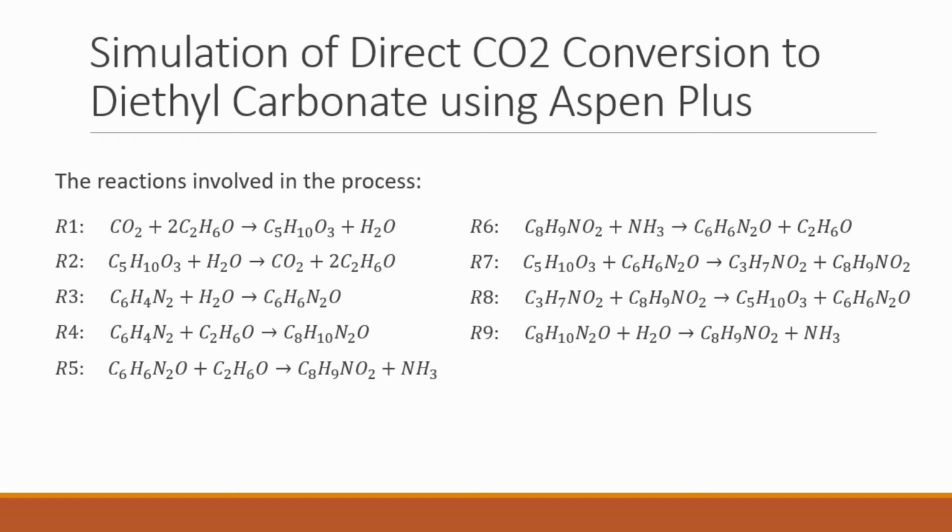R7 involves the interaction of diethyl carbonate with 2-picolinamide, resulting in the formation of ethyl carbamate and ethyl picolinate. This reaction is a side reaction that can consume diethyl carbonate, potentially reducing the yield of the desired product. R8 is the reverse of R7, showing the conversion of ethyl carbamate and ethyl picolinate back to diethyl carbonate and 2-picolinamide. R9 shows the hydrolysis of ethyl picolinimidate to ethyl picolinate and ammonia. This reaction influences R1 positively through the consumption of H2O.